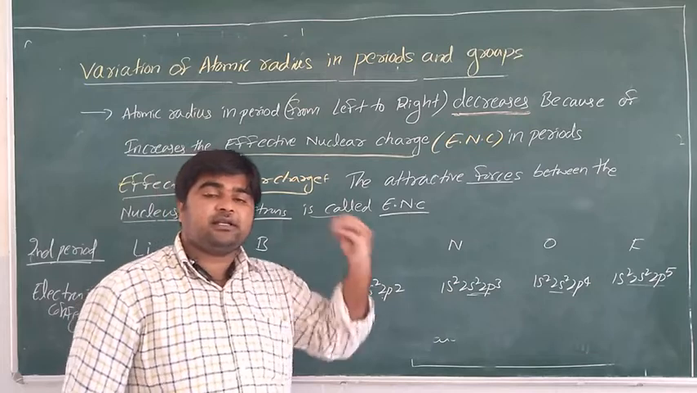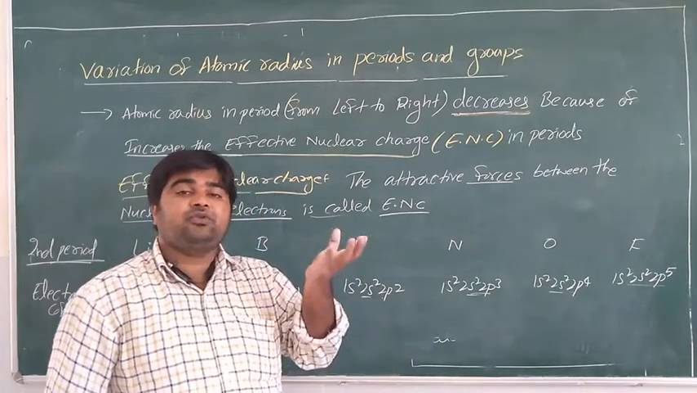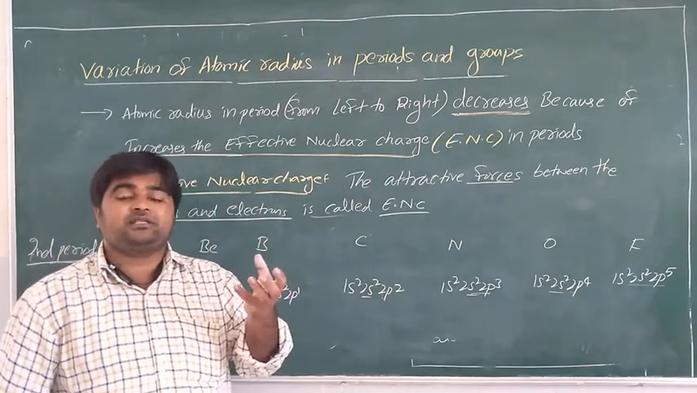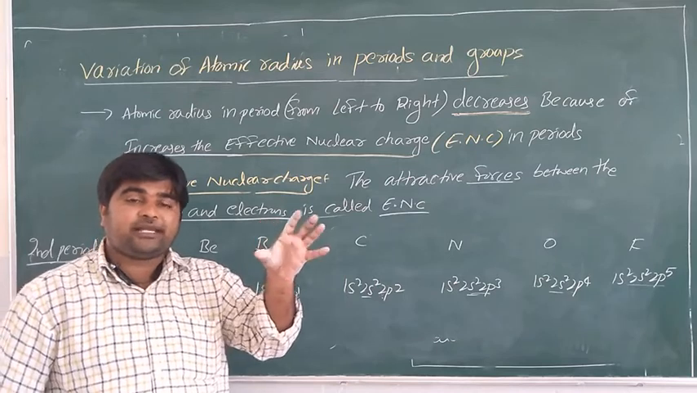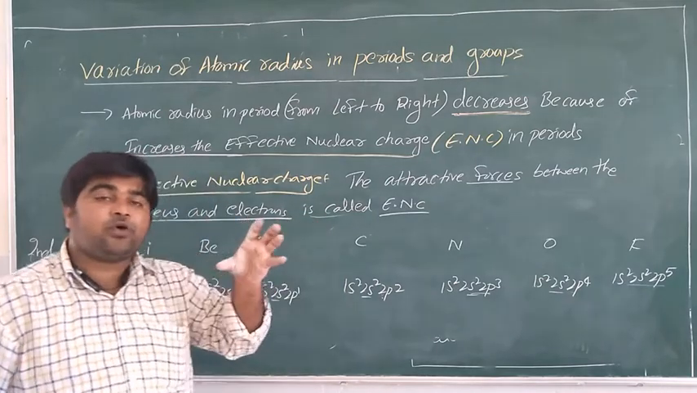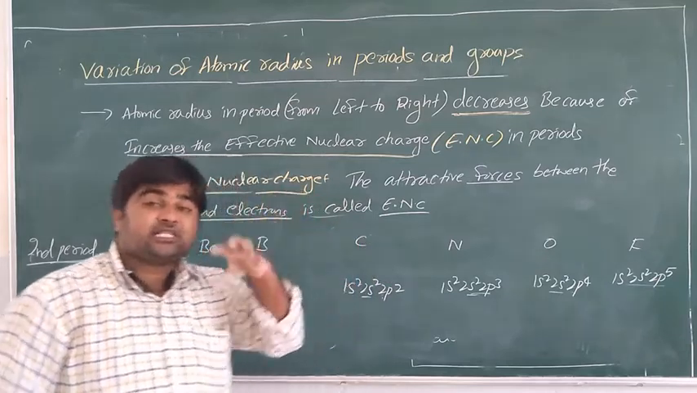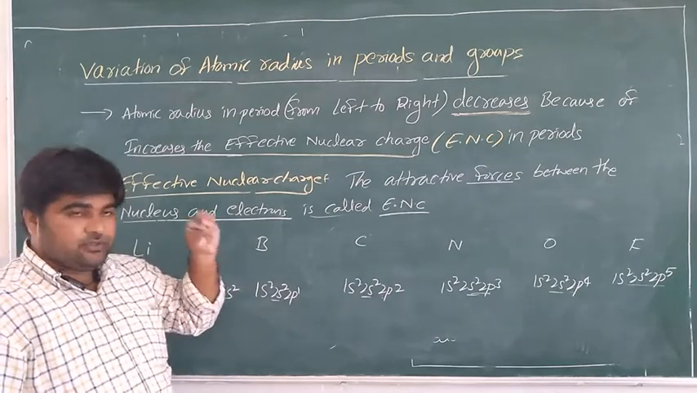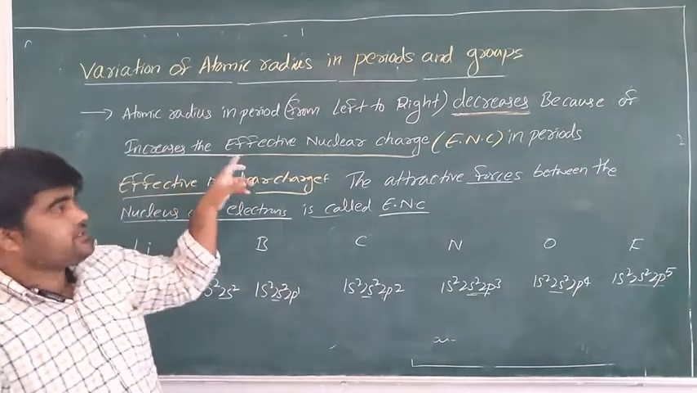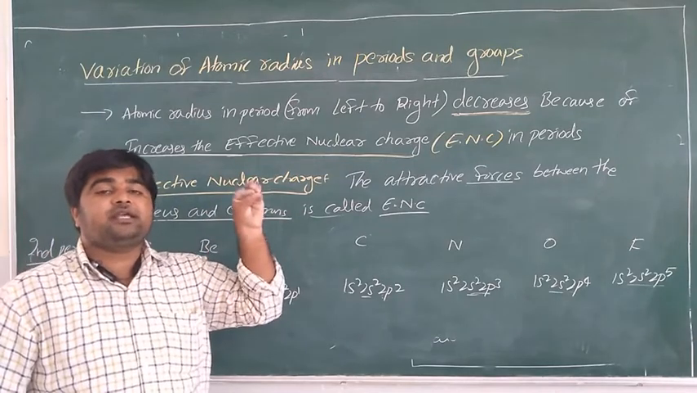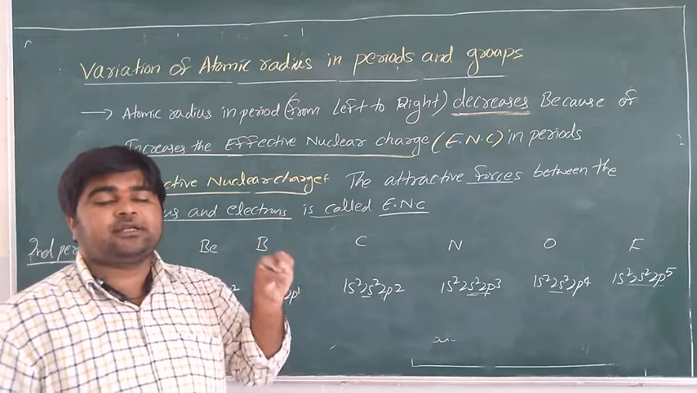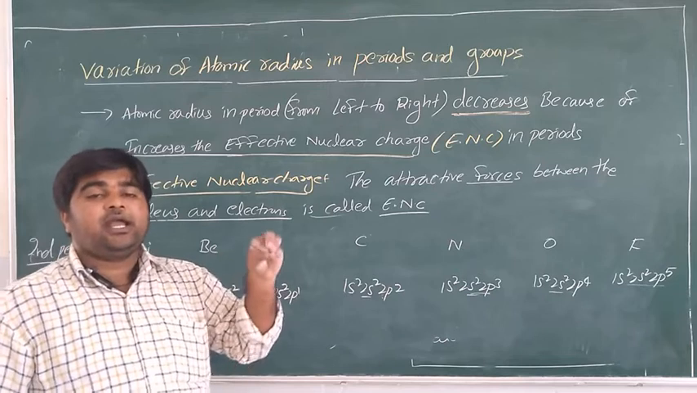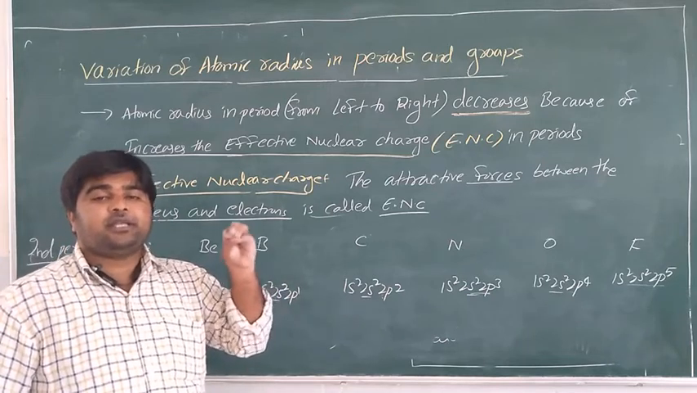Whenever electrons enter the same energy level, the effective nuclear charge increases. When the effective nuclear charge increases, the electrons are more attracted towards the nucleus. That's why the effective nuclear charge increases across periods: because electrons enter the same energy level.